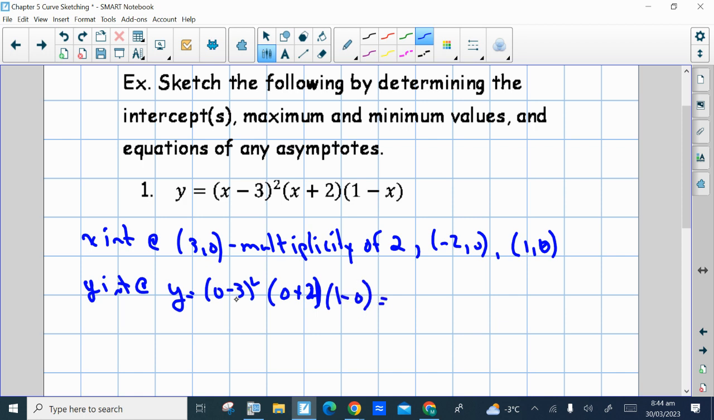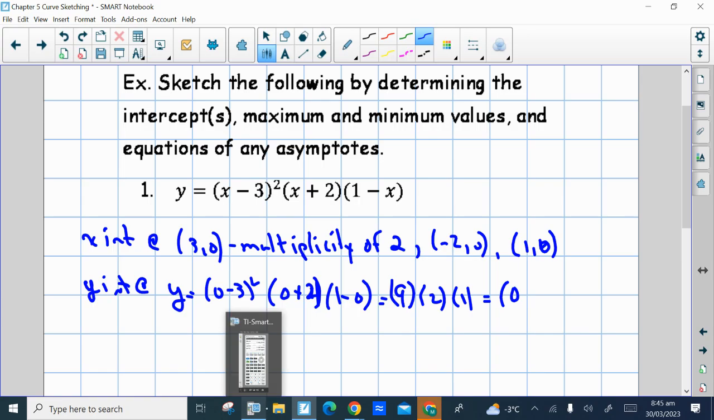0 minus 3 is -3 squared is 9 times 2 times 1, which is 18. The point 0, 18 is the y-intercept.